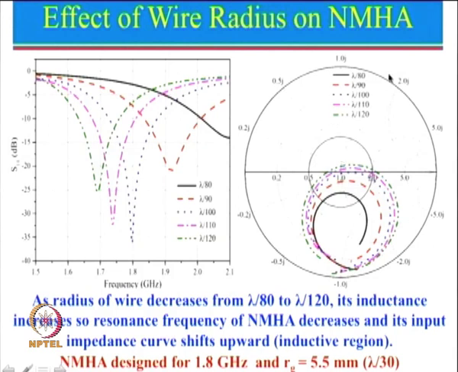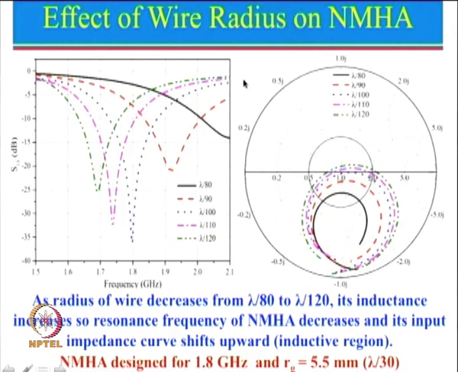So, you can see that this is the curve for lambda by 80 and this is the curve for lambda by 120. You can see that the whole curve is shifting. By studying this effect and the previous effect, one can actually do the optimization of the antenna. But now let us see a few other things also.